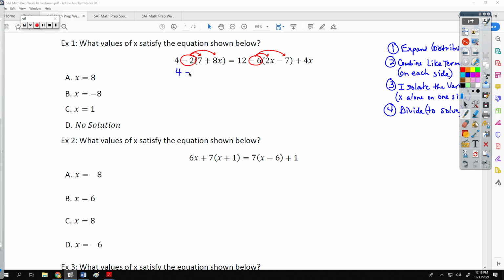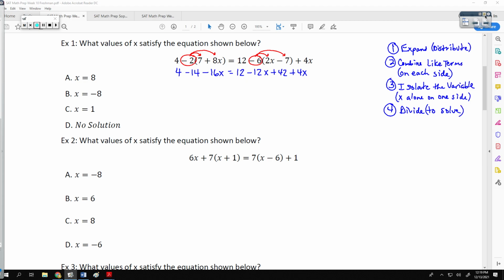So that would get rid of the parentheses and would leave us with 4 minus 14 minus 16x equals 12 minus 12x plus 42 plus 4x. So there we've taken care of step 1. We have expanded the expression and disposed of all parentheses. Now, the next step in this process is where many of you are still making mistakes, and that is combining like terms on each side of the equation.